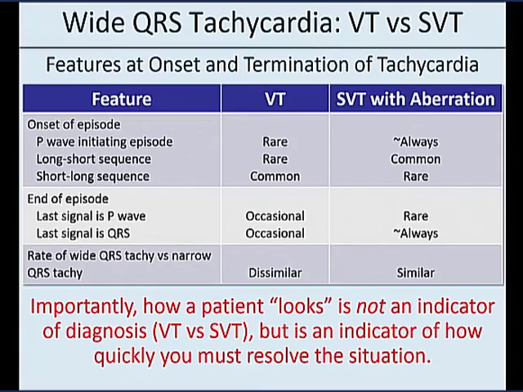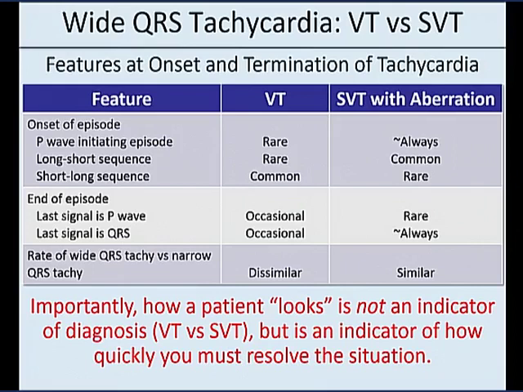Consider the rate of the wide complex tachycardia versus when you saw it narrow. So for instance, if you have atrial fibrillation going along at 100 a minute and all of a sudden you have this blast of wide complex tachycardia at 240, it's very unlikely that that just happened to aberrate at that moment and then go back to the same rate. So rate parity during an episode is important as well.